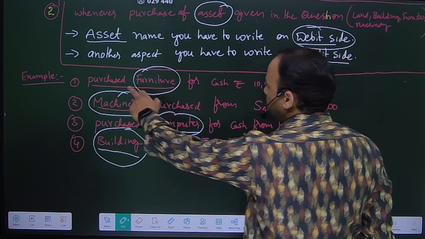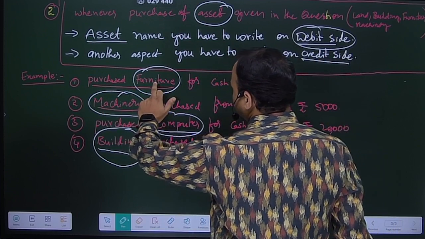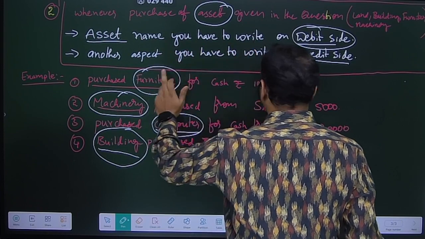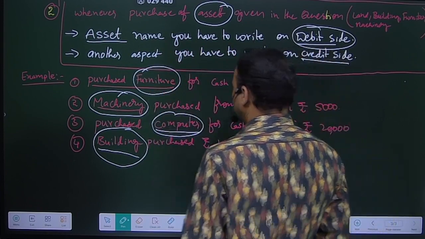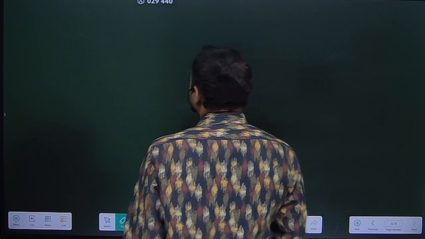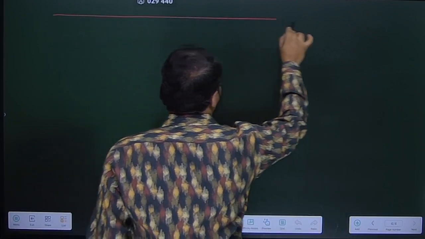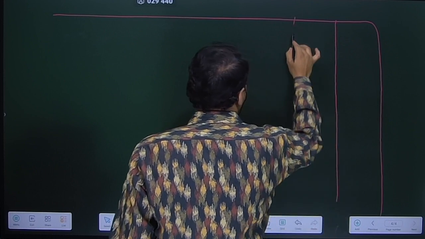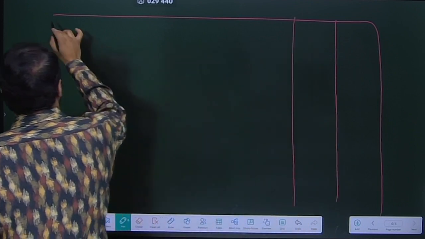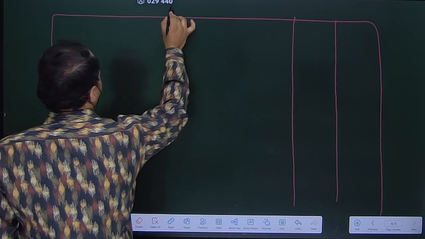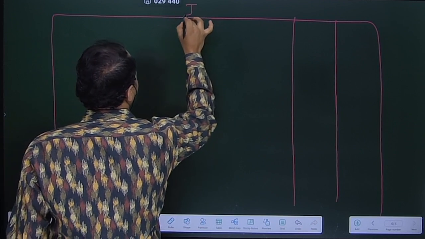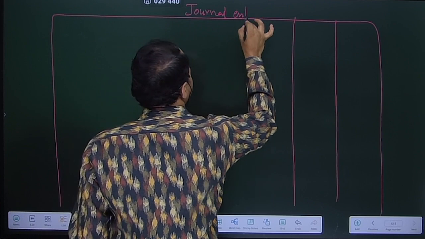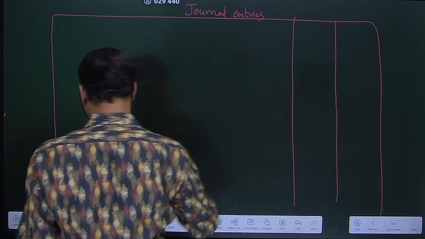Now see the first example, purchased furniture. Furniture is an asset, so the asset name you have to write on the debit side. Like this we have to write journal entries. So I will draw the proforma here. You know very well what the proforma of the journal entries is. First we have to write the heading here: Journal Entries.